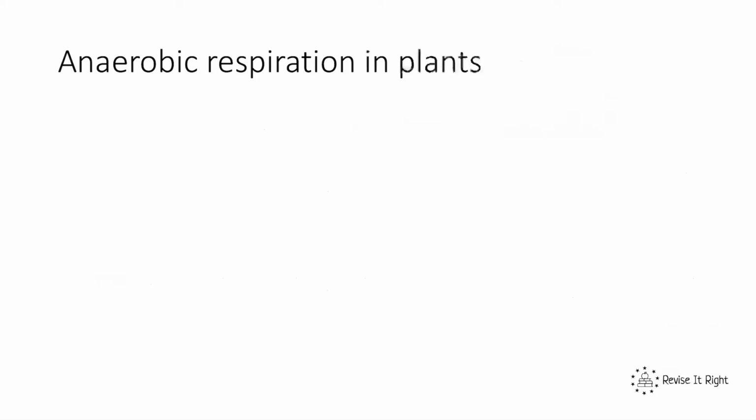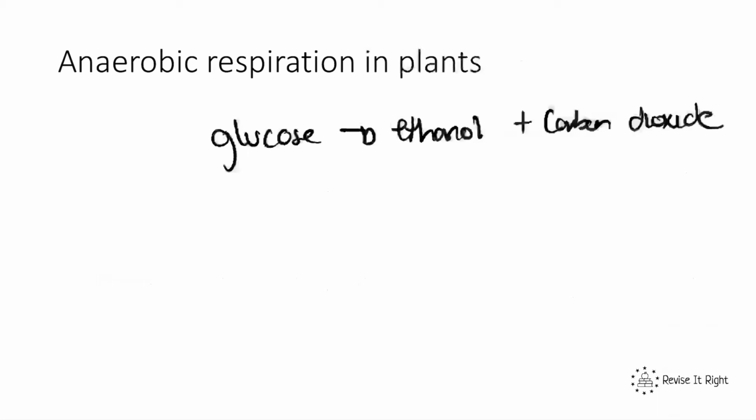Now you also need to be aware of the equation for anaerobic respiration in plants. Aerobic respiration in plants and animals is the same, but anaerobic is slightly different. They also respire without oxygen, but they don't produce lactic acid. They break down glucose to produce ethanol and carbon dioxide. So this is anaerobic respiration in plants and also in yeast as well. Glucose is broken down into ethanol and carbon dioxide, and this is actually called fermentation.